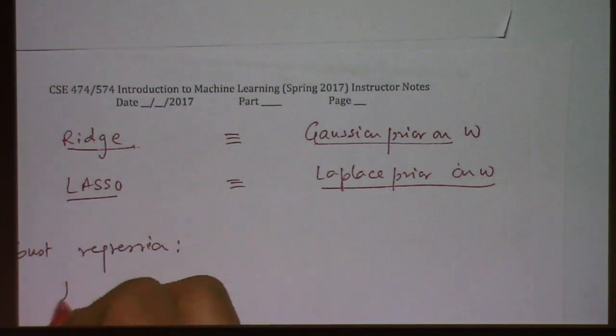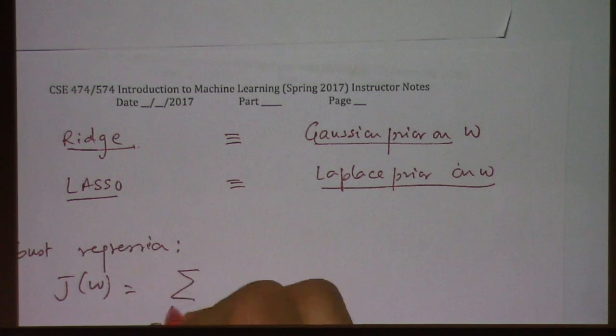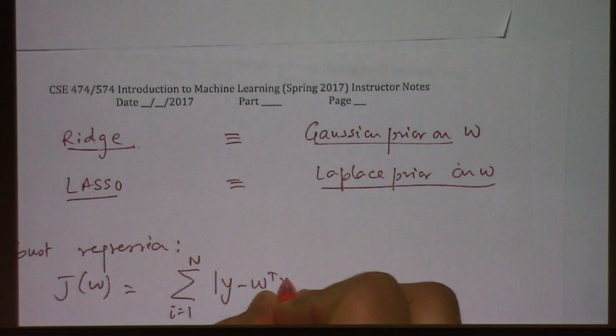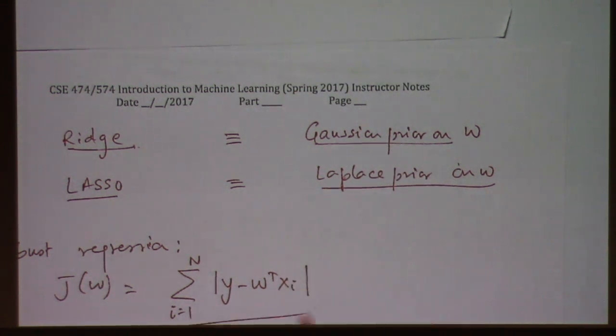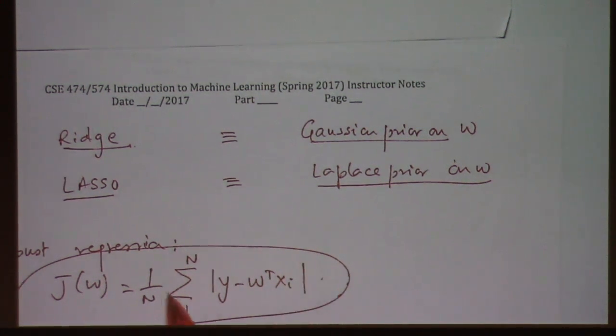You say that my J of W is actually just the summation, i equal to 1 through n, of y minus W transpose xi. And you can put 1 by n or 1 by 2 here. That doesn't matter, that's a constant. But remember, in least squares regression, this is a square here. Here it is an absolute term.